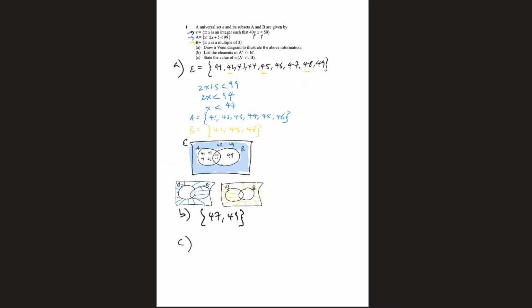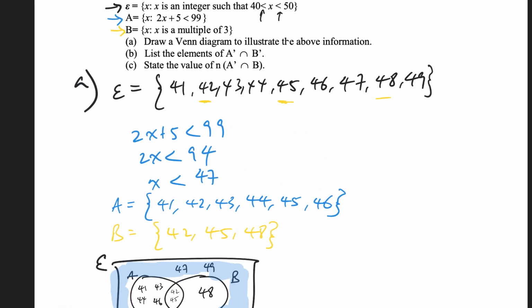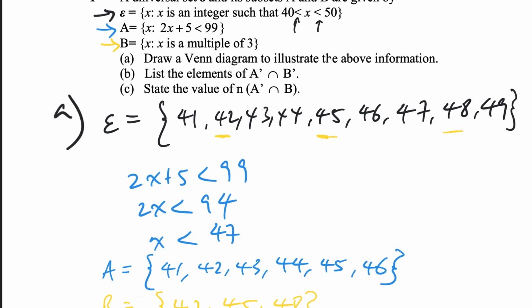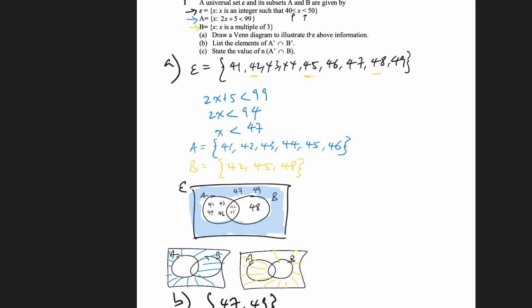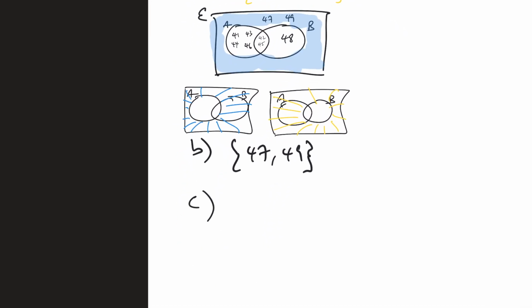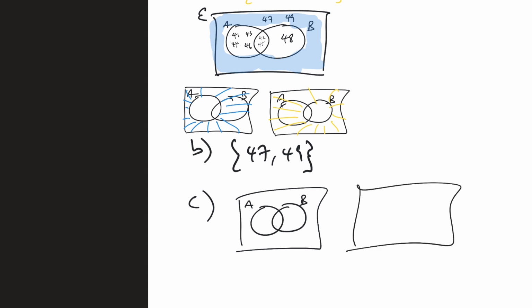For part C, state the value of the number. So this n means the number of elements. The number of elements inside this set, which is A prime intersect B. And let's first try to find out what that is. So A prime intersect B. And so let's just do it this way. Once again, just a quick sketch.